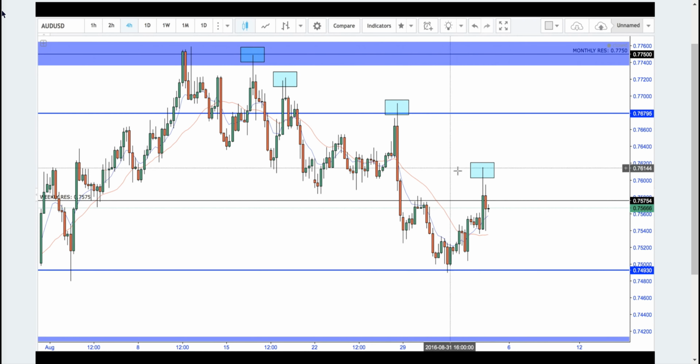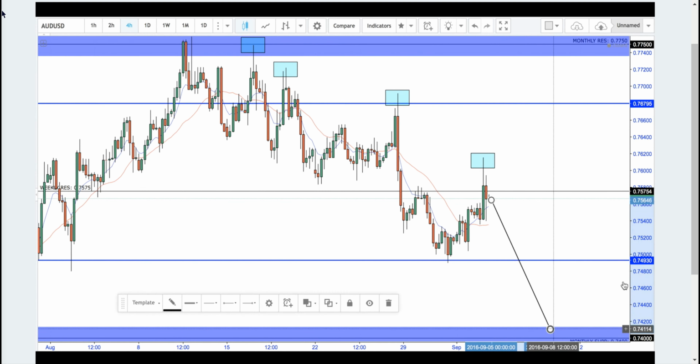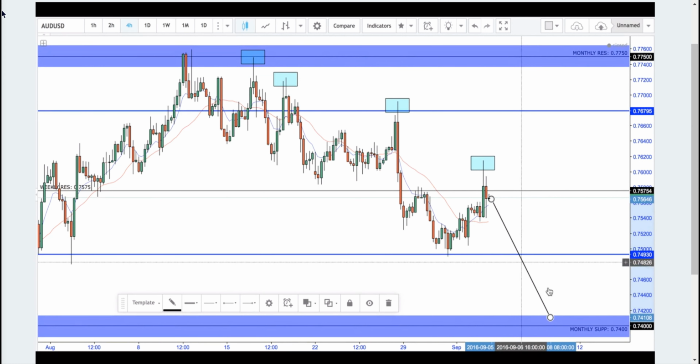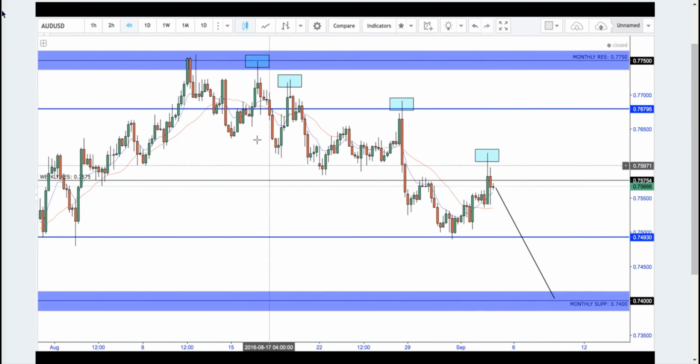So we see these lower swing highs. Now, this last lower swing high was triggered by non-farm payroll, right? So what we could see on the Aussie dollar is a rollover down to take out the 7493 into the 7400 region, which is the monthly support. So again, look how clear this looks. This is very, very clear, and this is what we need.